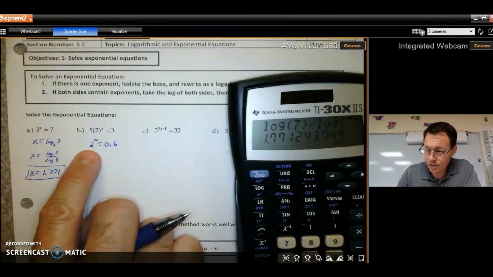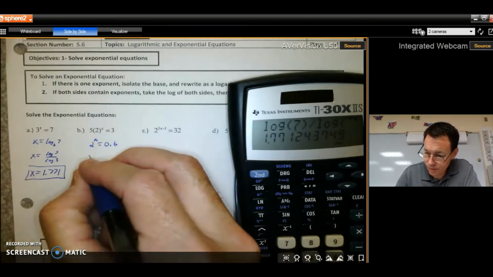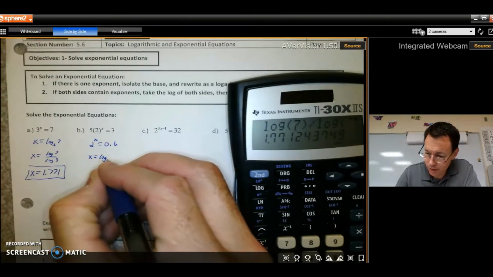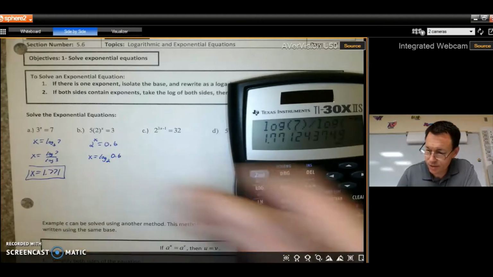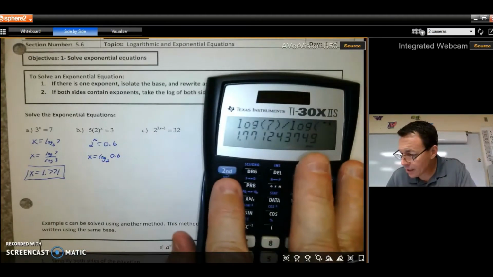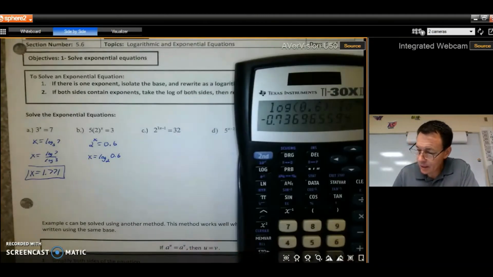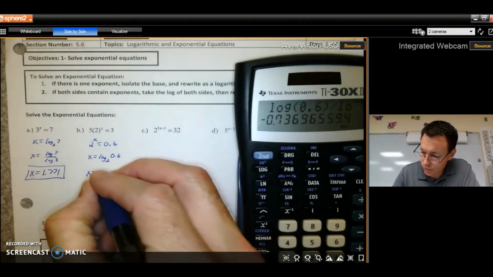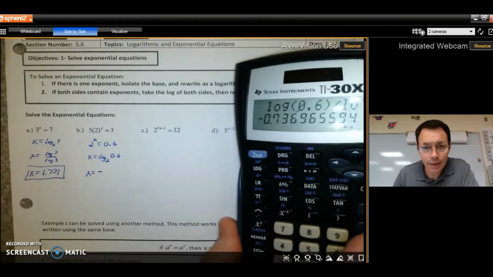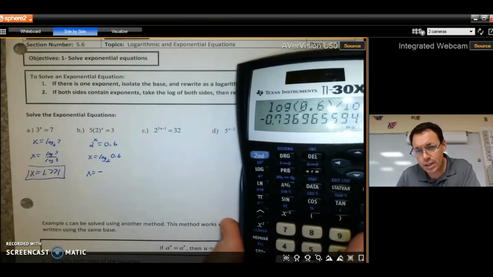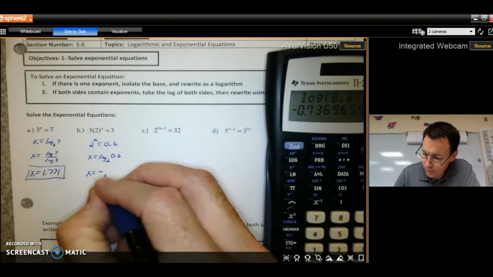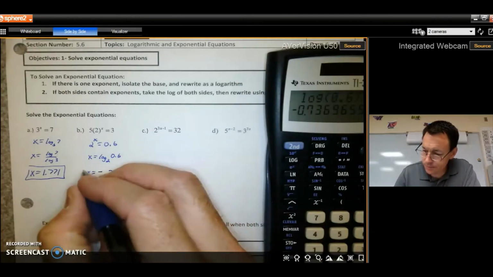But now I've got a base to a power equals a value. So x equals log base 2 of 0.6. I can plug that in my calculator as the log of 0.6 divided by the log of 2. All right, I'm going to get x equals negative 0.737.